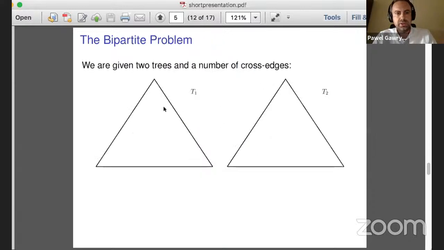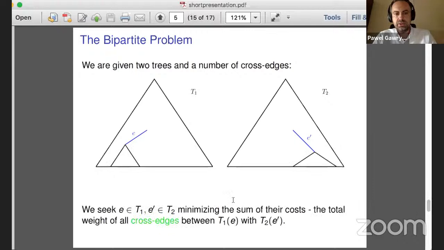And this new problem, we call it the bipartite problem. So it's a problem on two trees. We are given two trees, T1 and T2. And additionally, you have a number of cross edges, those green edges, that join nodes from different trees. Each of the green edges has a cost or weight, and also each edge of T1 and T2 has a cost. So now the goal is to choose one edge E from T1, one edge E prime from T2, and we want to minimize the sum of the costs of E and E prime minus the total weight of all cross edges in the subtrees of E and E prime. Those are the green edges in the picture.